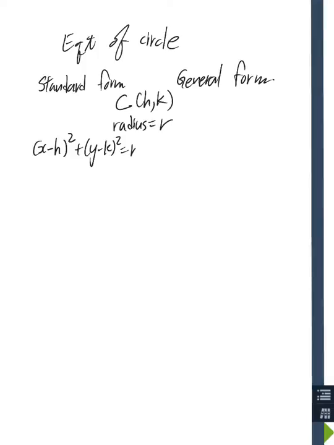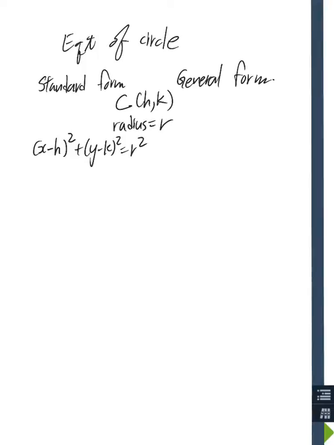To represent the equation of a circle, what you need is the location of the center. We usually use h and k to represent the coordinates of the center, and we use r to represent the radius. Once we have the coordinates of the center and the radius of the circle, then we can write down the equation of the circle in standard form, which is (x minus h) squared plus (y minus k) squared equals r squared.